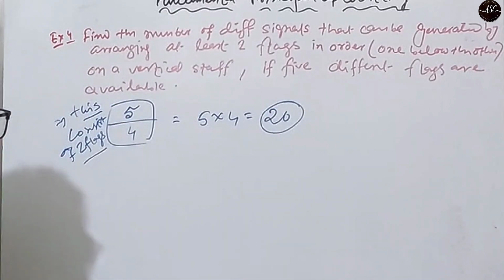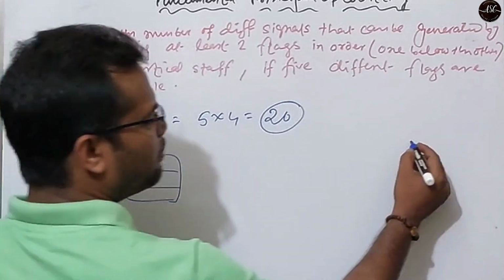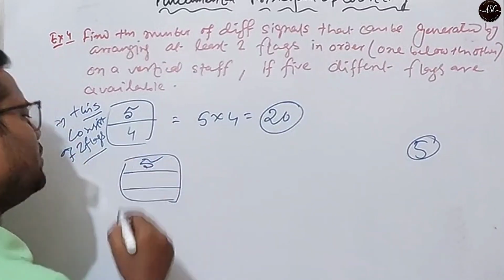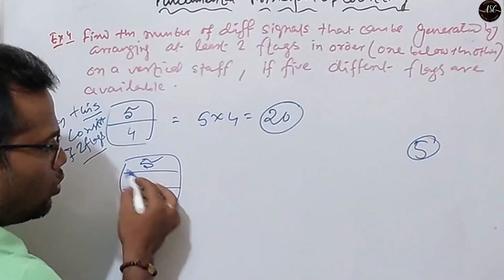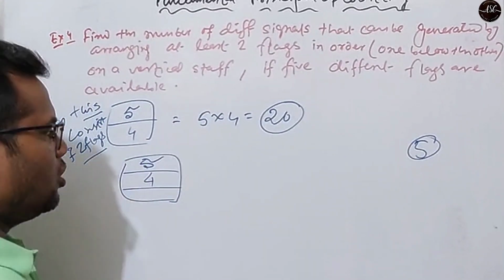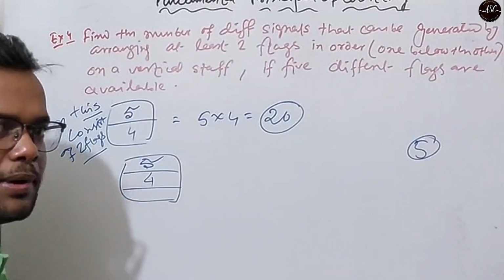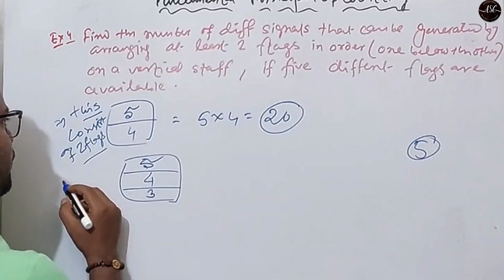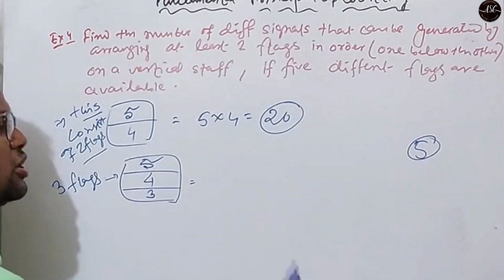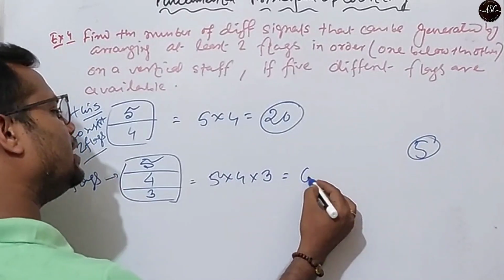Okay, if there are 3 flags in the signal. We have 5 flags, so from these we can choose in 5 ways. We write this 5 here. Then 1 flag has been taken, so there are only 4 flags, which can be chosen in 4 different ways. If we take 1 flag from 4, there are only 3 flags, so a flag can be chosen in 3 different ways. So this signal consists of 3 flags, and the possible outcomes are 5 into 4 into 3, that means 20 into 3 is 60.